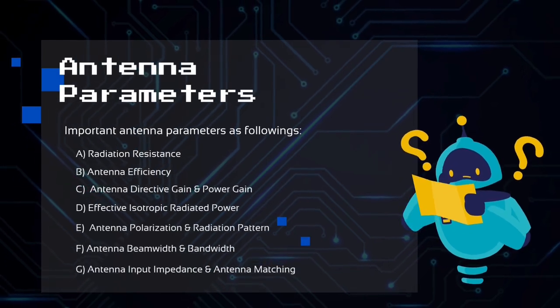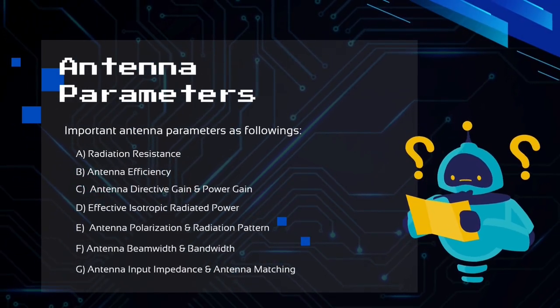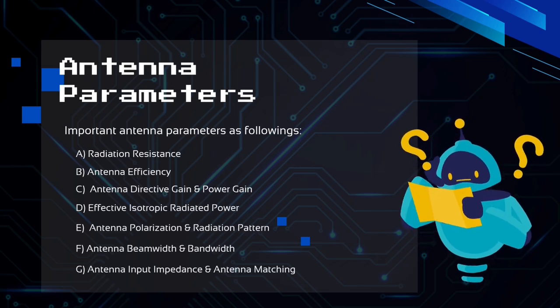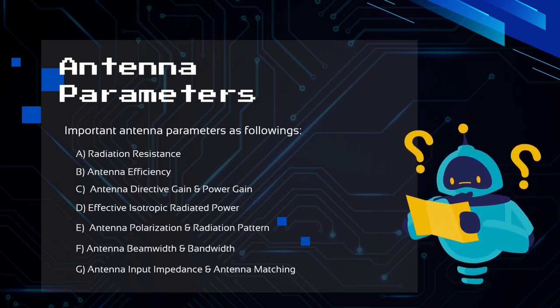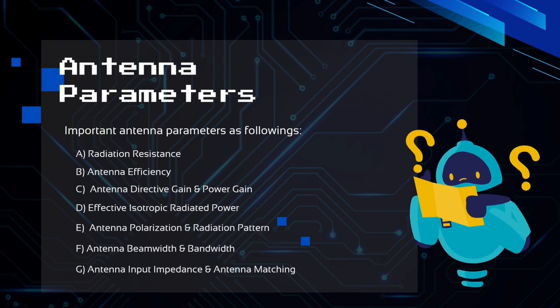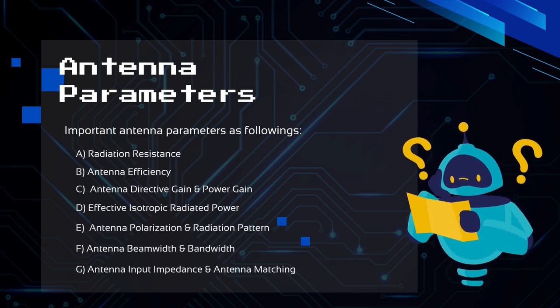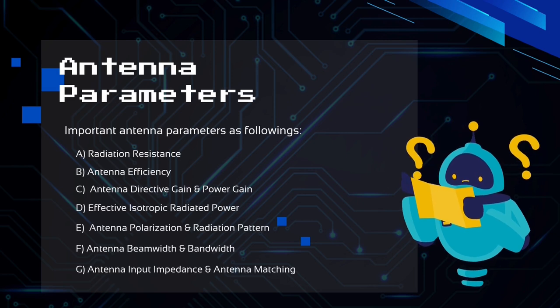Antenna parameters. Important antenna parameters are as follows: radiation resistance, antenna efficiency, antenna directive gain and power gain, effective isotropic radiated power, antenna polarization and radiation pattern, antenna beam width and bandwidth, antenna input impedance and antenna matching.